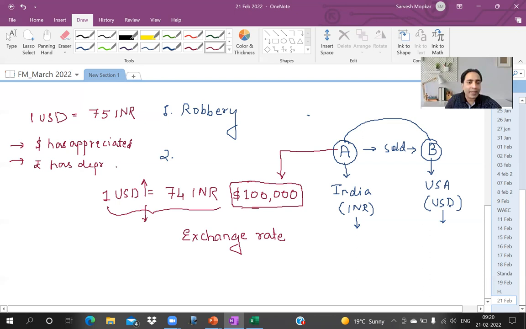It's one and the same. The impact is the same. When one currency becomes expensive in terms of another currency, the other currency becomes cheaper. You can check if you want. For example, if I ask you to calculate one INR, one USD is 74, so one INR would be how much? Just do 1/74.